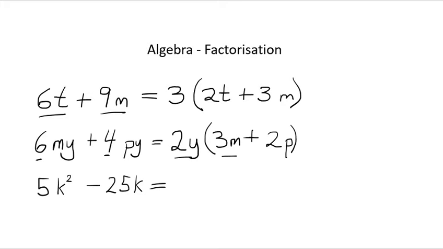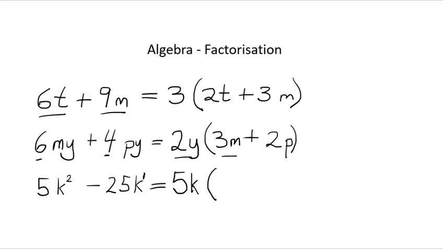So for the last one, again, we look for the common factors in the numbers. So here in this case, 5 and 25, the largest number that can go into them, the highest common factor is 5. And then when we look at our letters, we have here k to the power of 2. We have here k to the power of 1, but we don't normally have the 1 written, but it's there invisibly. So we have k to the power of 1 together, k, just write k here.